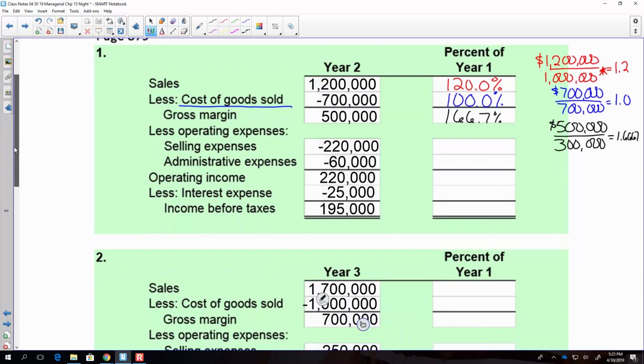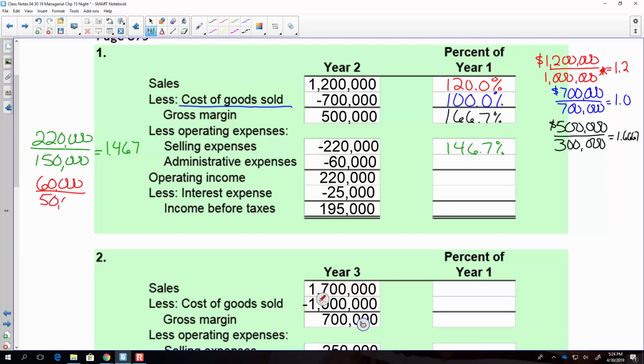We get down to our selling expenses, 220. Prior year was what? 150. What percent, Ashri? 146.7%. Excellent. Administration expenses, 60 this year, 50 last year. 120. So that went up 100 or 20% basically, right?